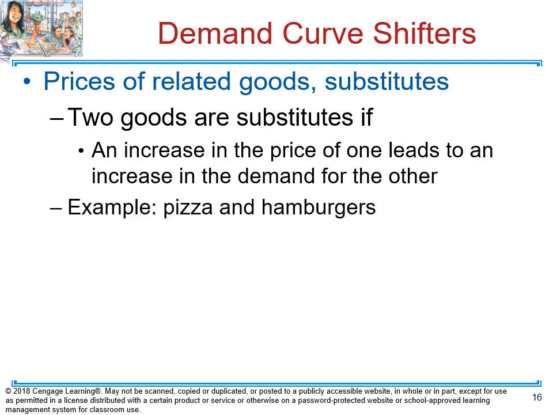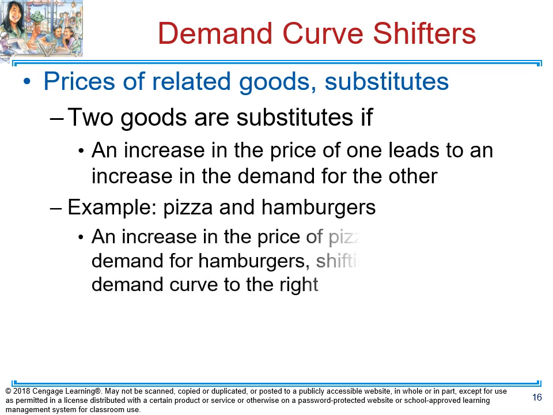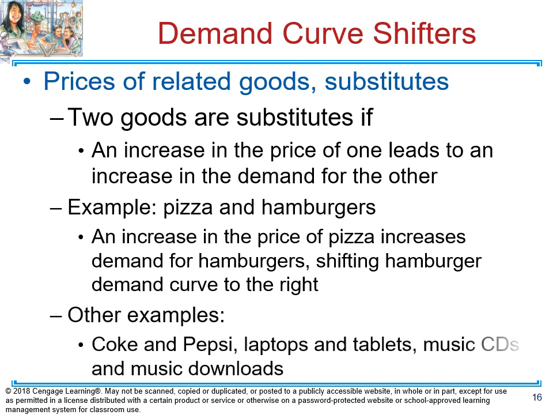A clear example would be pizza and hamburgers. Whenever there's an increase in the price of pizza, then we would expect the demand for hamburgers to increase. We would expect the demand curve for hamburgers to shift to the right. Why? Because as pizza becomes more expensive, some individuals buy less pizza and more hamburgers. They are substitutes. So this is the relationship that we would expect. Other examples are, of course, depending on brand, Coke versus Pepsi, laptops versus tablets, music CDs and music downloads. There are many examples that you can think about.